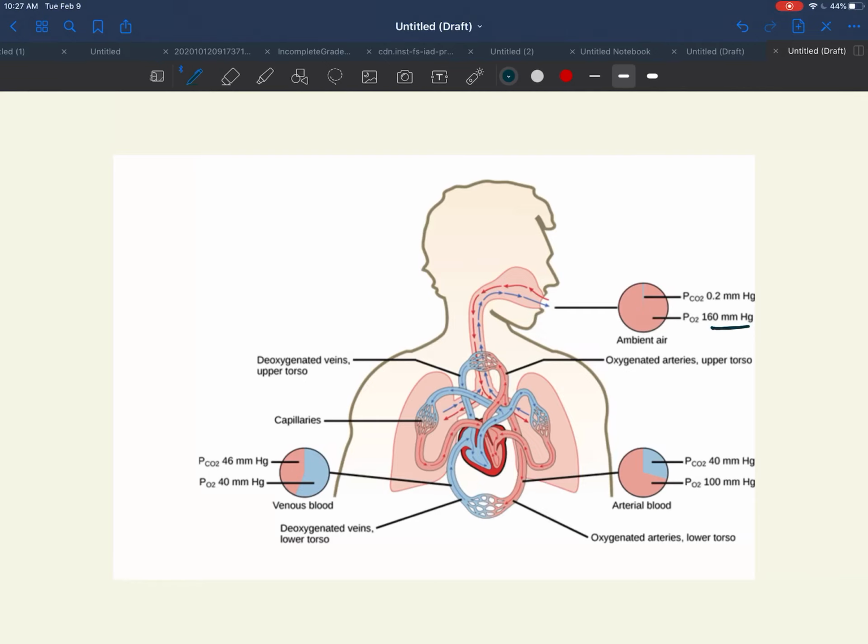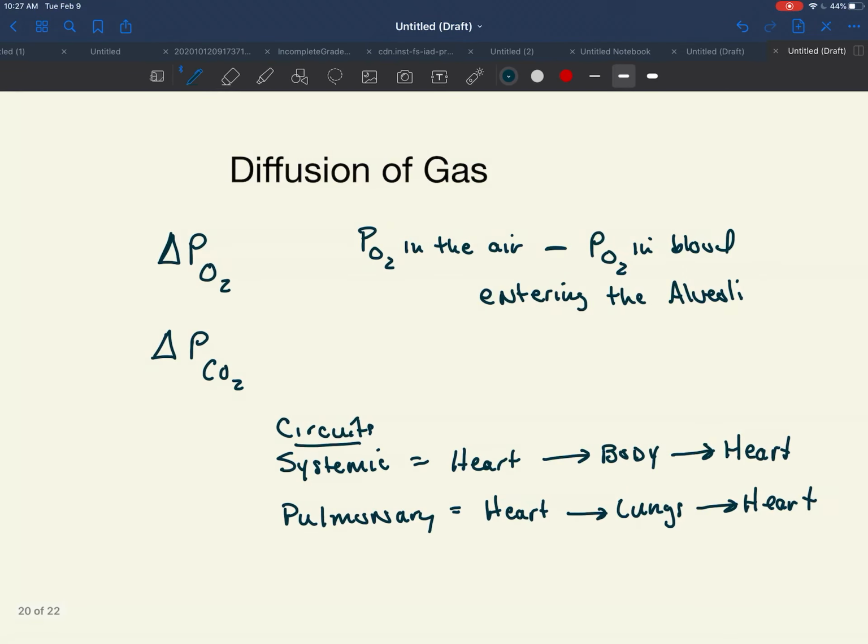And then blood coming in to the capillaries of the lungs right here, this would be the pulmonary circuit as it takes it out to the lungs. In the capillaries, we see that the partial pressure of oxygen here is 40 millimeters of mercury. And so the difference in this would be up here, we would have 160 millimeters of mercury minus 40 millimeters of mercury. So that means the difference would be 120 millimeters of mercury.